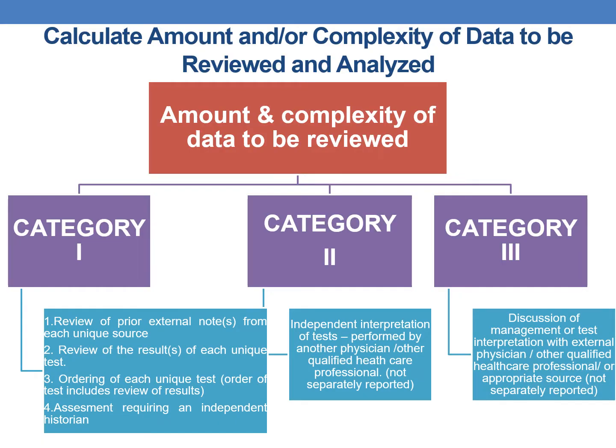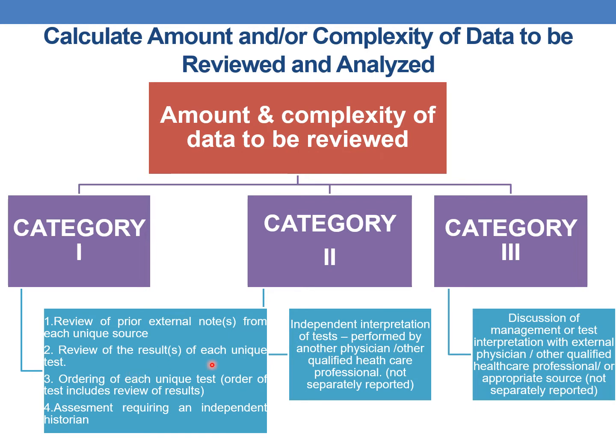Now that we have discussed the various definitions regarding the amount and complexity of data to be reviewed and analyzed, let us discuss the categories which govern the amount and complexity of data to be reviewed. It is categorized into three categories: category 1, category 2 and category 3. So what points are included in category 1? Category 1 includes review of prior external notes from each unique source.